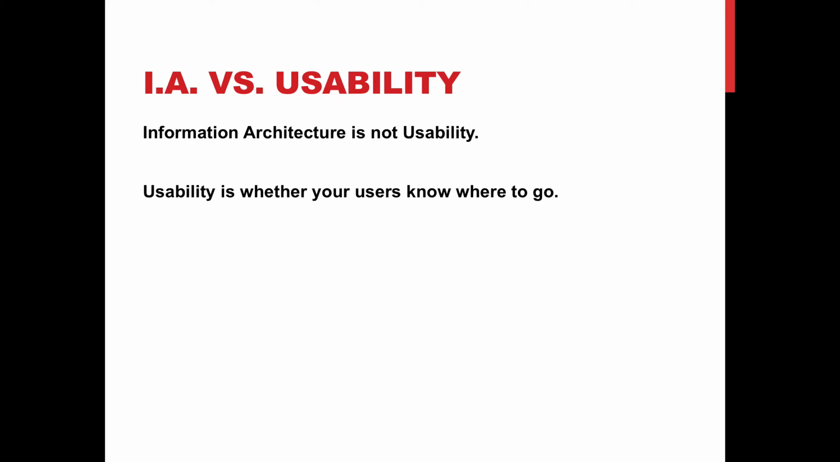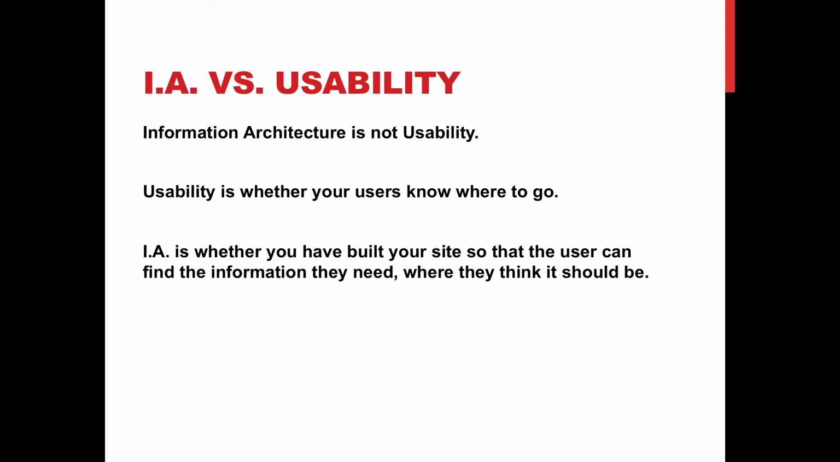Usability really is whether your users know where to go. So can they tell that a button is a button? Can they tell that a link is a link? Right? Can they tell that if they scroll over the picture, something is going to happen? Information architecture is whether you built your site so that the user can find the information that they need. So information architecture is about the presentation of your content. Usability is about whether or not the user can perceive how to interact. Okay, so if you have questions about that, please just email me and ask. I'm more than happy to explain all of that over time, but it's kind of outside of the bounds of our class to worry too much about usability.